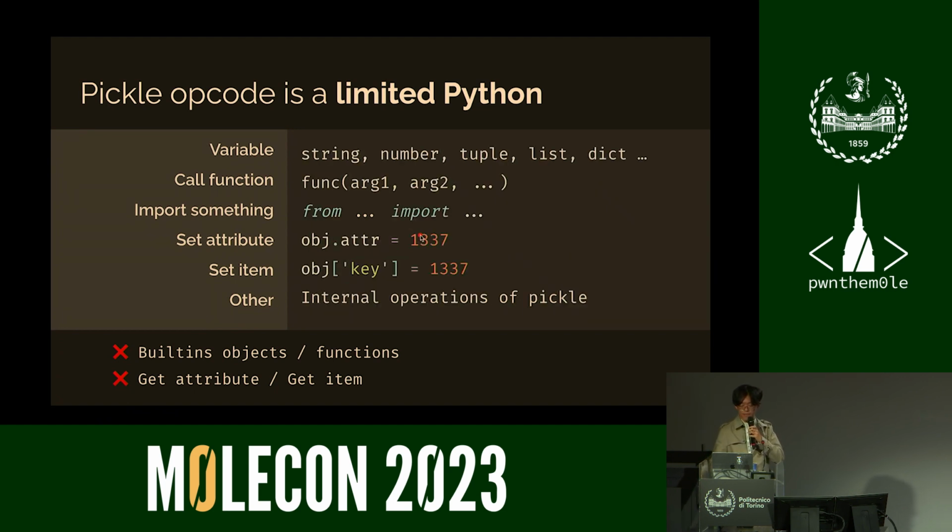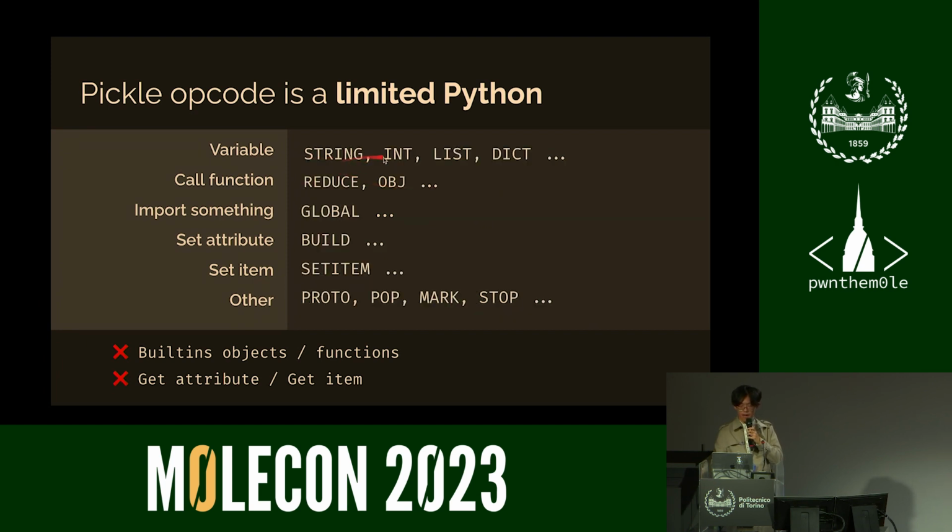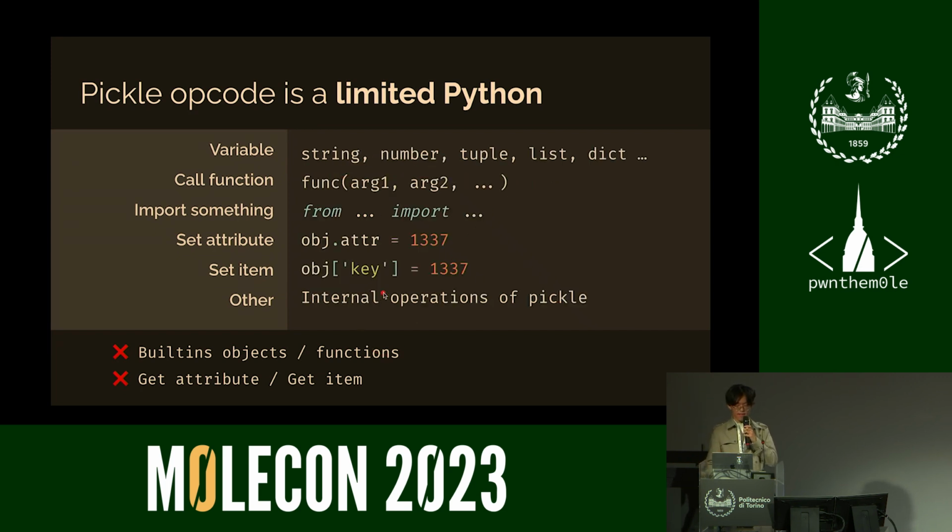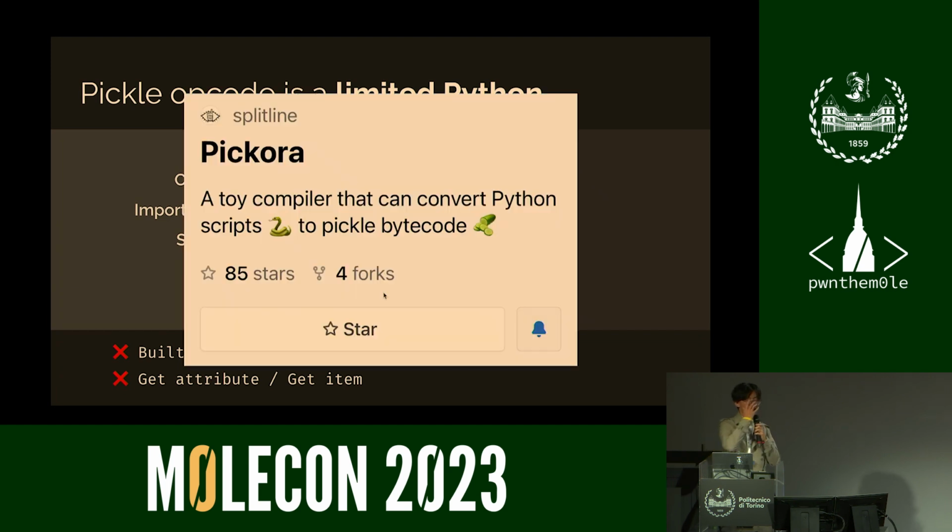And all of this behavior, of course, can be mapped to some bytecode here, but you don't need to care about it. We just want to write Python. So actually, I did write a compiler to convert a Python script to pickle bytecode to make it easier to exploit those pickles. So you can try it.